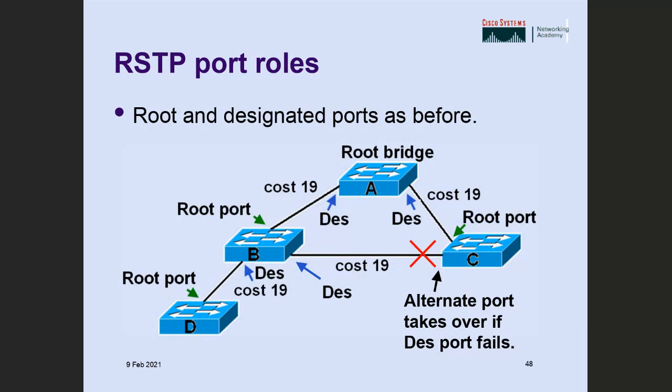So the root and designated ports are just as they were before. The root port is the one best path back to the root bridge. The designated port is the other side of the wire. So here's one wire, this cable between B and A. The root port is on the bottom side of the wire. The designated port is on the top side of the wire. Root bridges don't have root ports. They only have designated ports. All the other bridges have root ports and blocking ports.